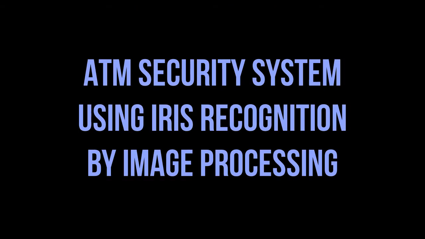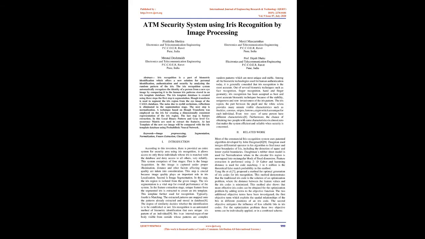ATM security system using iris recognition by image processing. Abstract: Iris recognition is a part of biometric identification which offers a new solution for personal identification, authentication, and security by analyzing the random pattern of the iris.